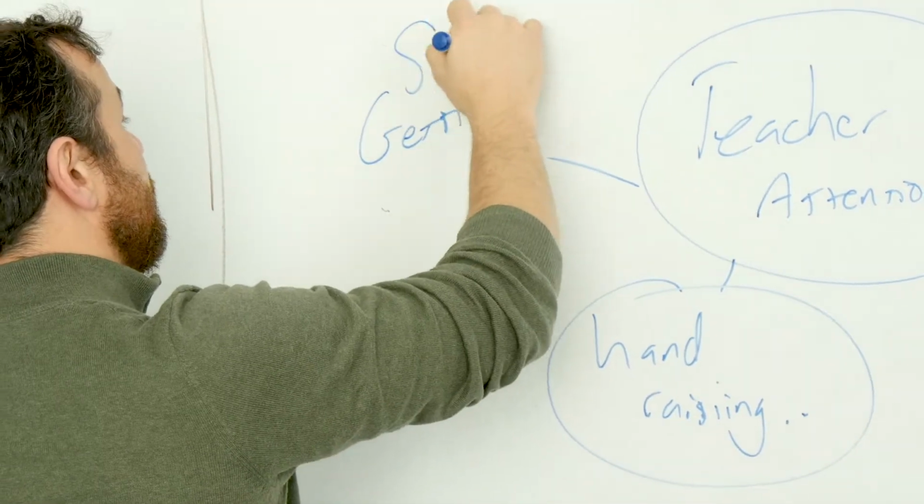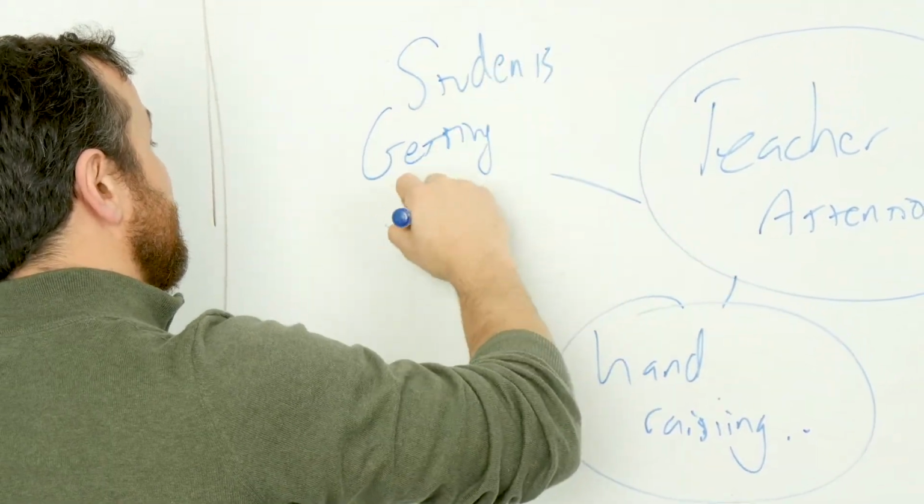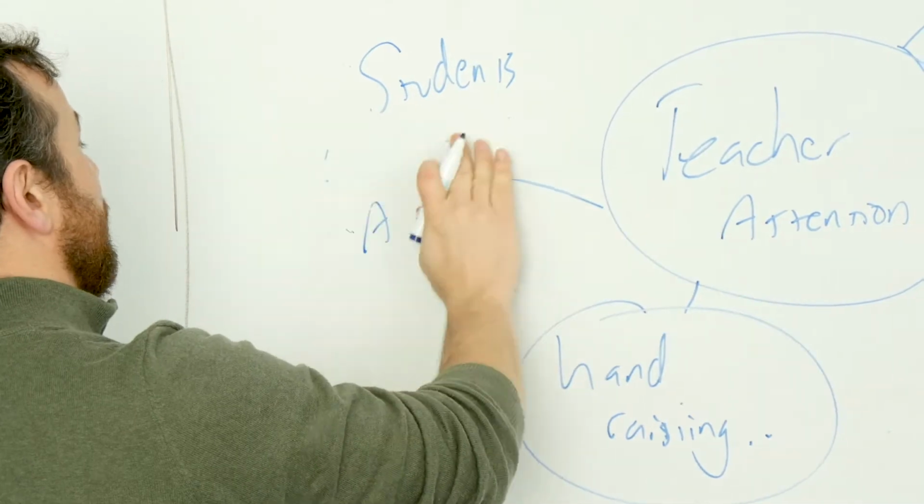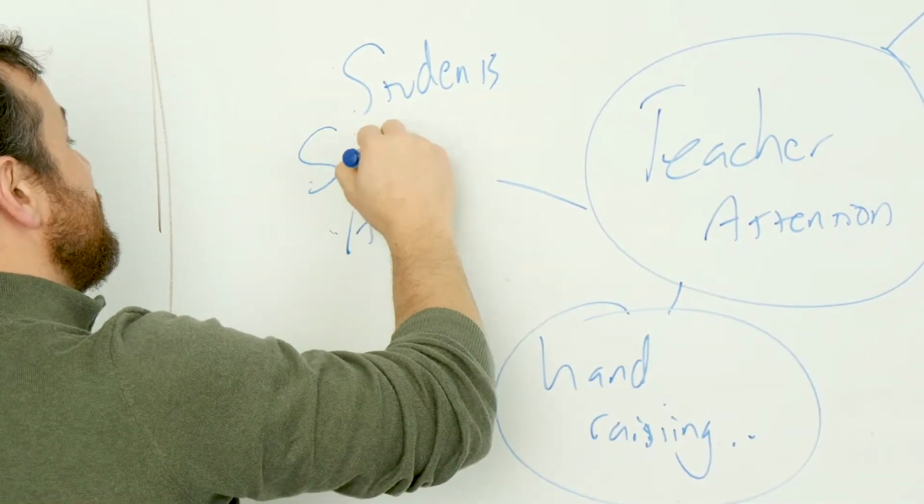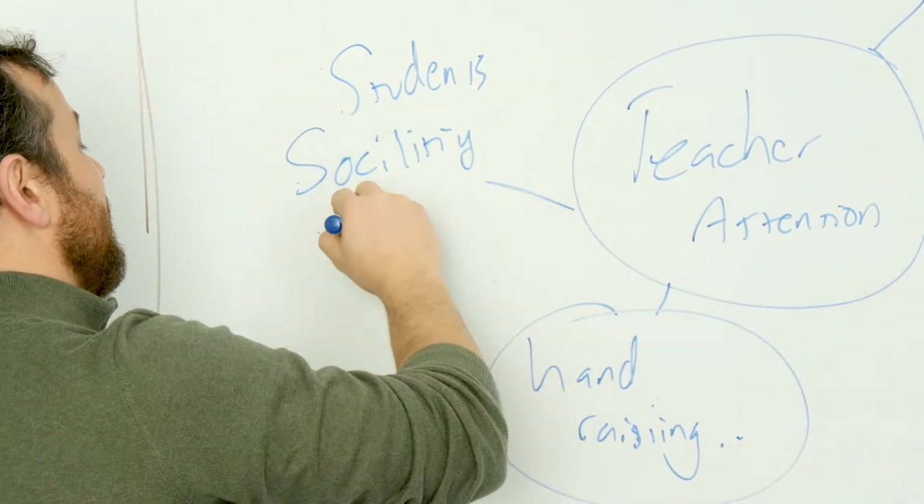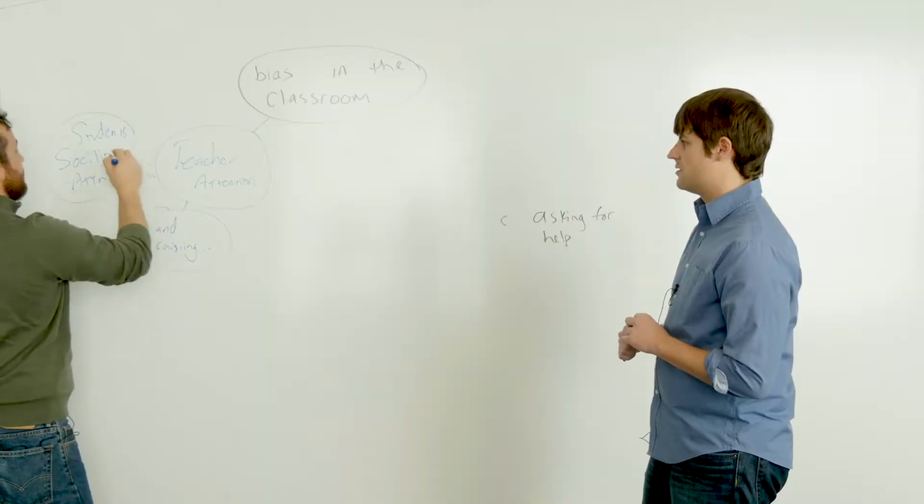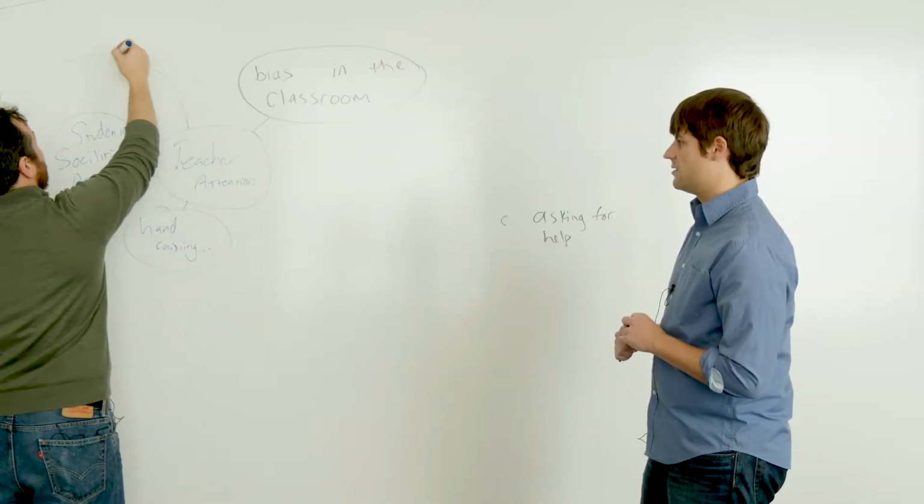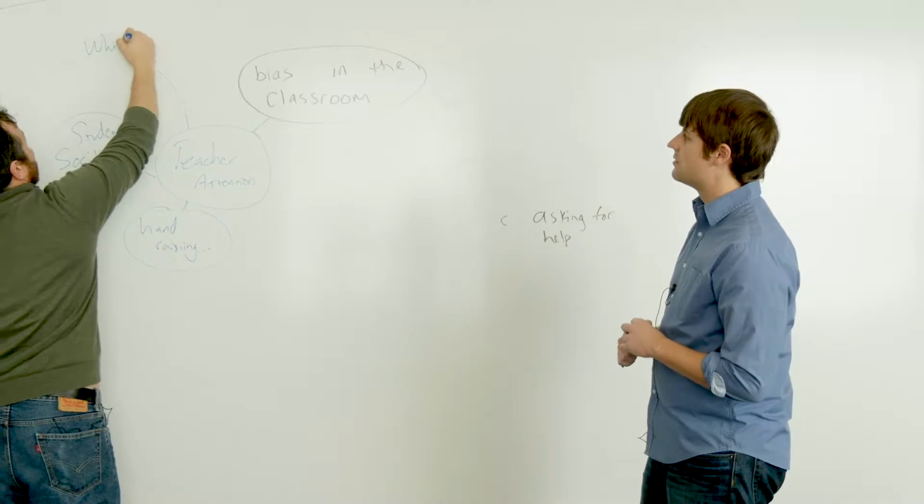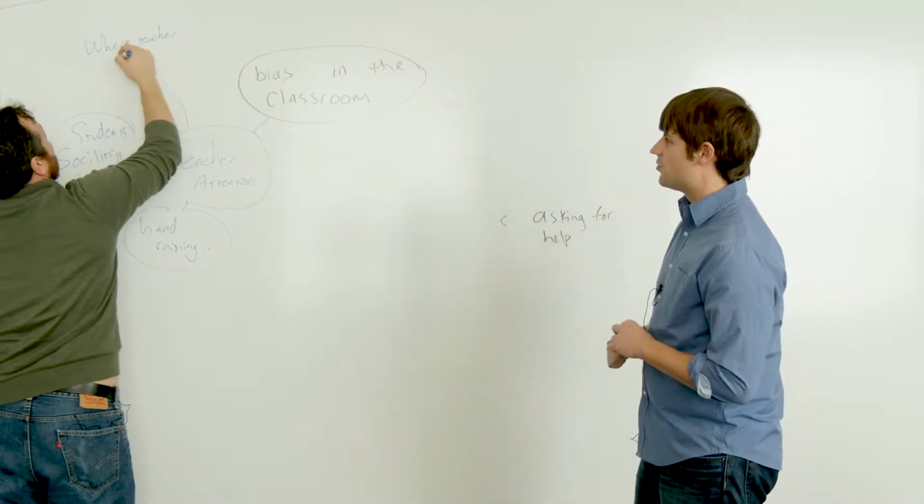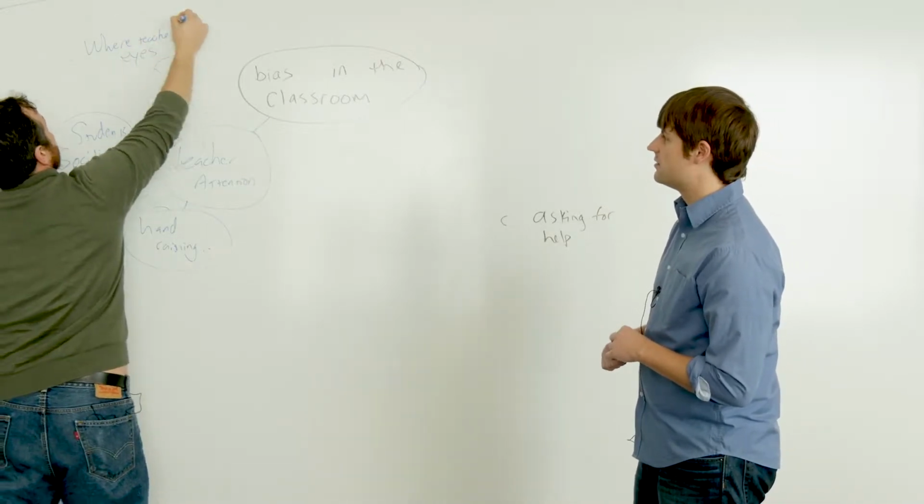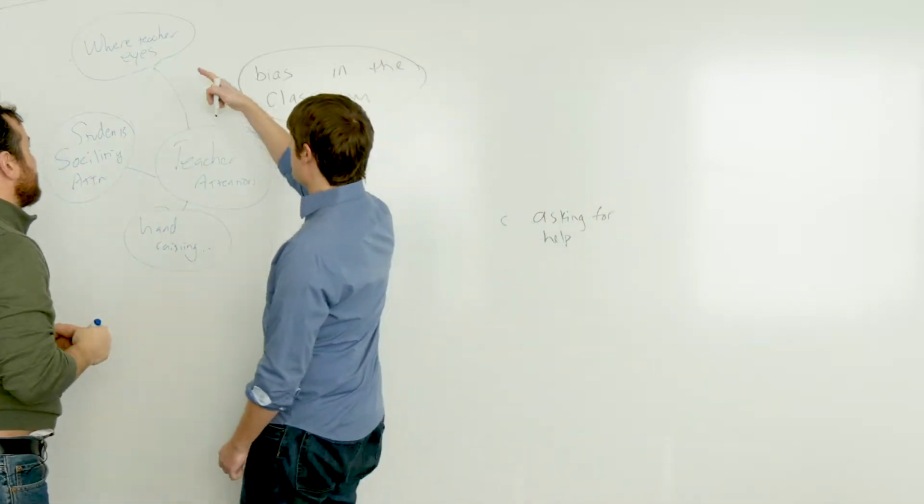Yeah. Students getting attention, or maybe it's students soliciting attention. Versus where teacher eyes go. Right. What kinds of kids are you tracking? What kinds of expectations? This is great.